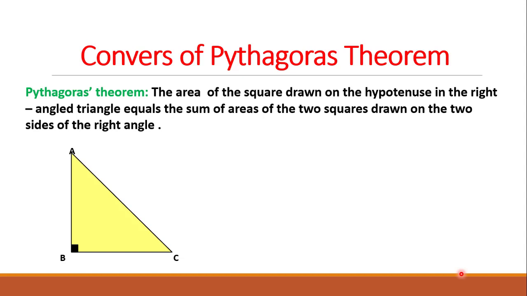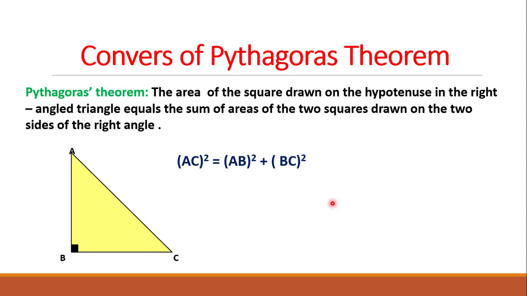said that the area of the square drawn on the hypotenuse in a right angle triangle, it means that if we draw a square on the hypotenuse, the area of this square will be the hypotenuse power 2, equals the summation of areas of the two squares drawn on the two sides of the right angle triangle. It means AC power 2, the area of the square drawn on the hypotenuse, equals AB power 2 plus BC power 2, the summation of areas of the two squares drawn on the two sides of this right angle triangle.